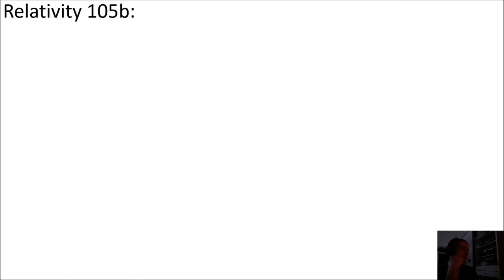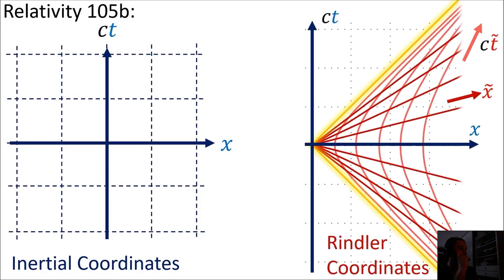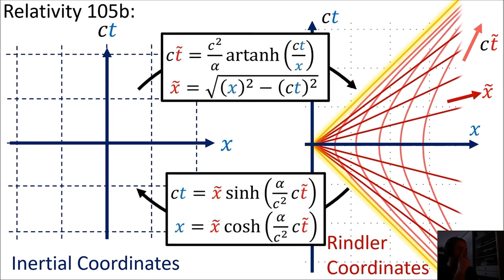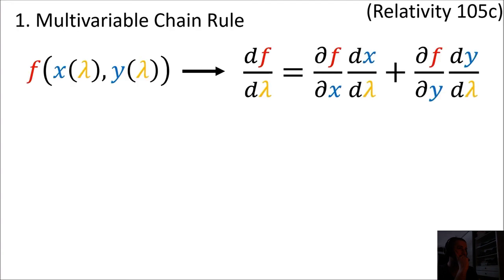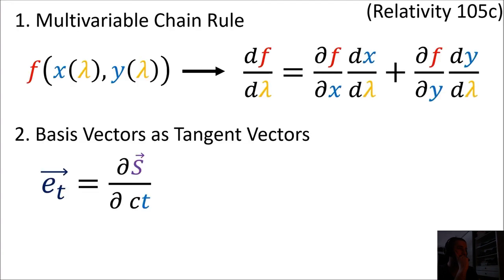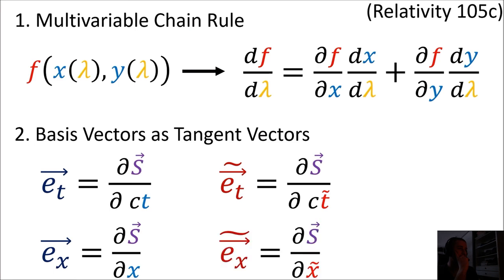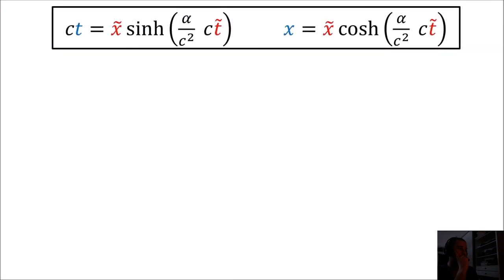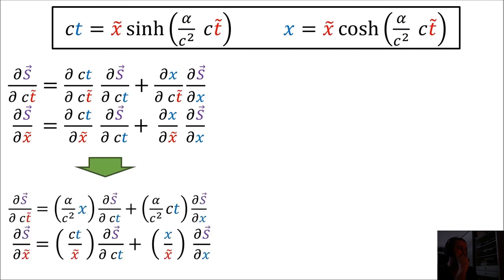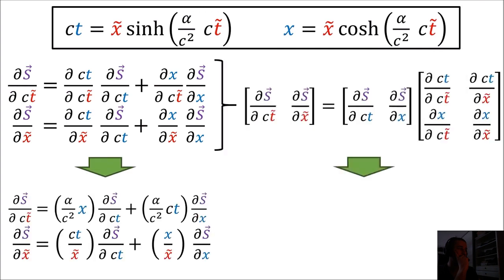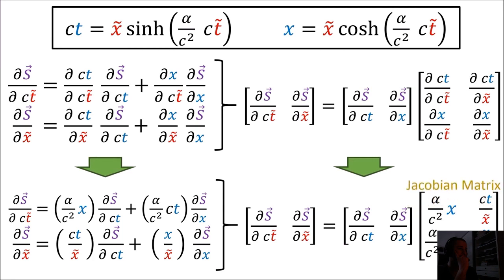Before we do any covariant derivatives, let's do a quick review of Rindler coordinates. First, I'm going to remind you that in Relativity 105b, we learned the equations for converting between inertial coordinates and Rindler coordinates, which are the spacetime coordinate system for an observer traveling with constant proper acceleration alpha. Then in Relativity 105c, we learned about the multivariable chain rule, and also that basis vectors are actually tangent vectors along coordinate curves. These two facts allowed us to find basis change equations from inertial coordinates to Rindler coordinates, summarized in this matrix equation with the Jacobian matrix.